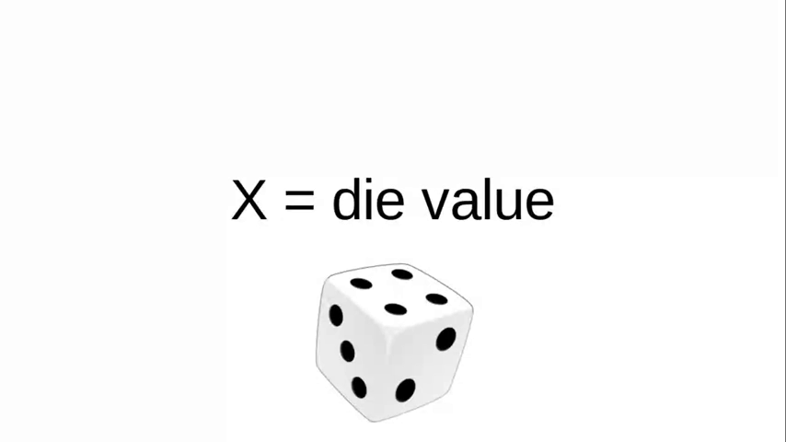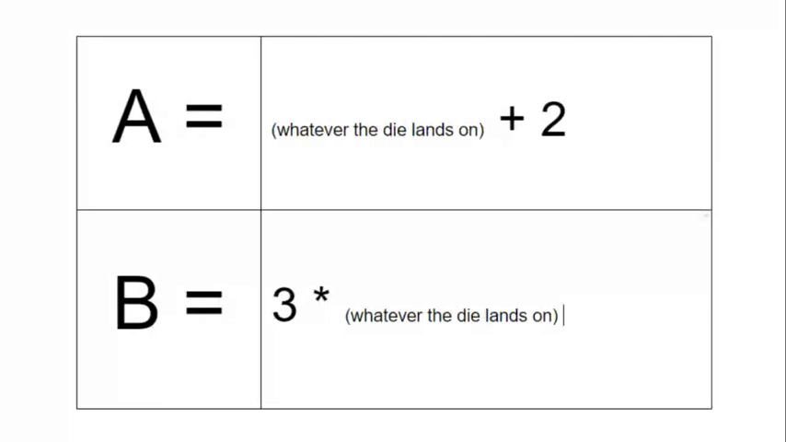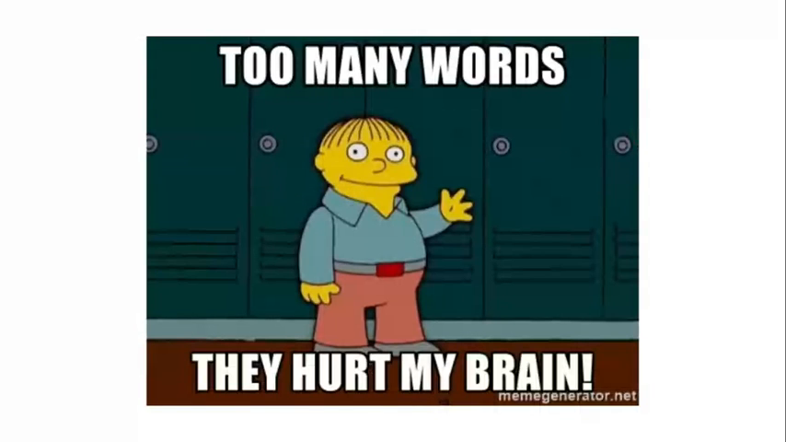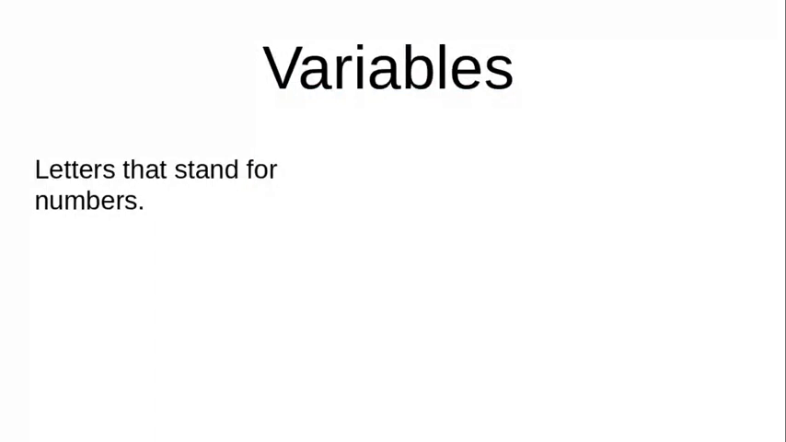We could have just written whatever the die lands on plus 2 or 3 times whatever the die lands on. But that's a lot of words. We don't want to write more words than we need to. See, it'll hurt Ralphie's brain.